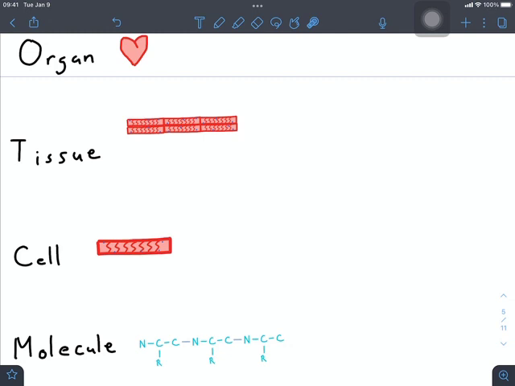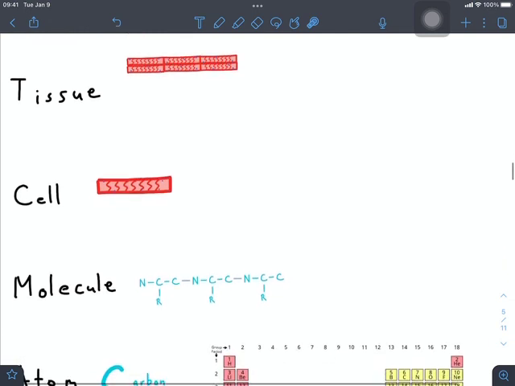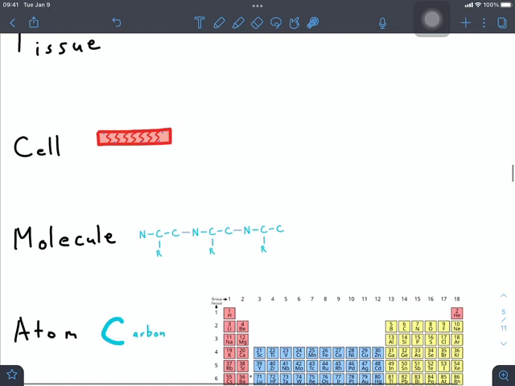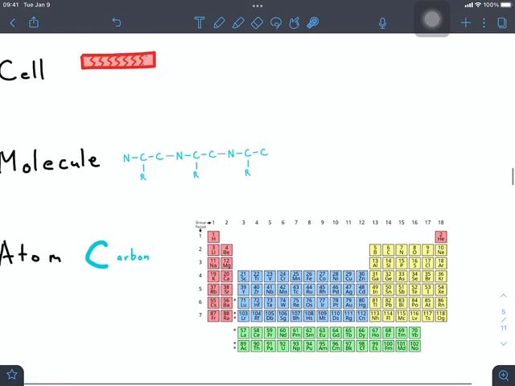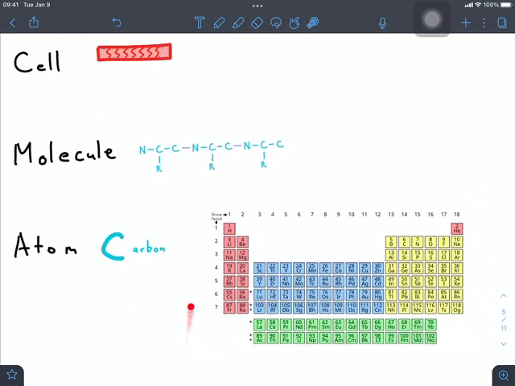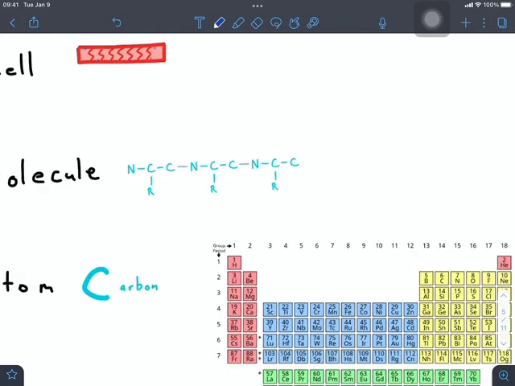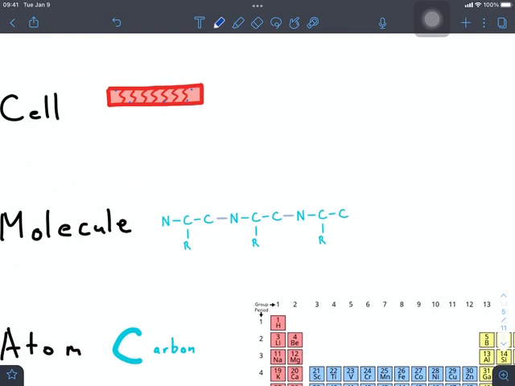Now, when we go past cells, in terms of what builds cells, we find our non-living components, our molecules that are combinations of individual atoms, atoms like carbon. Now, when you think of atoms, you hopefully think of our periodic table. Very important to understand the atoms that build up life and how those atoms combine in our biological macromolecules.